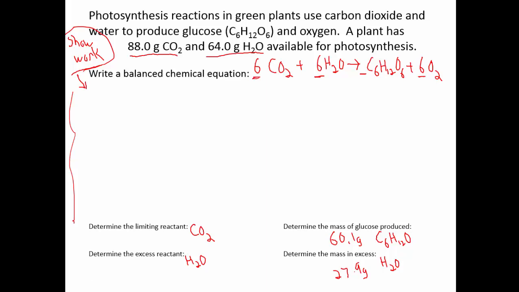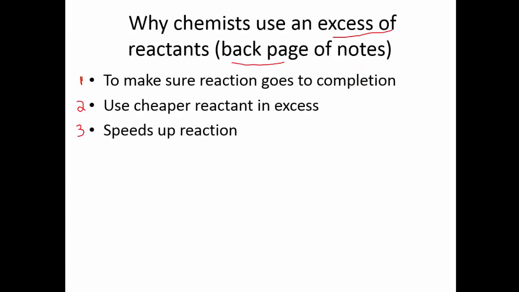Just to end the chapter, or the end of the section notes, why we use excess reactants, this is just on the back page of your notes. One, to make sure the reaction goes to completion. Two, the cheaper reactant is the one you want to use in excess. And three, it speeds up our reactions, as we'll talk about with the collision properties later on. So that just wraps up 11.5. Make sure you just show me that problem when you get back to class.